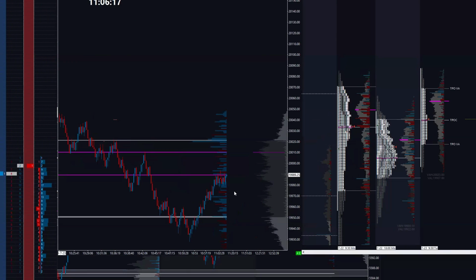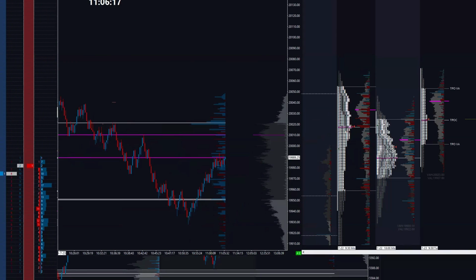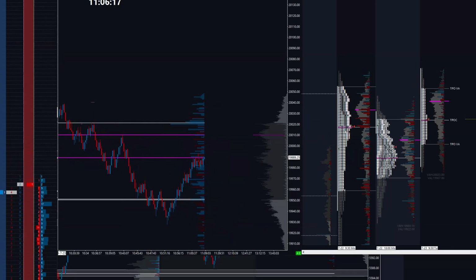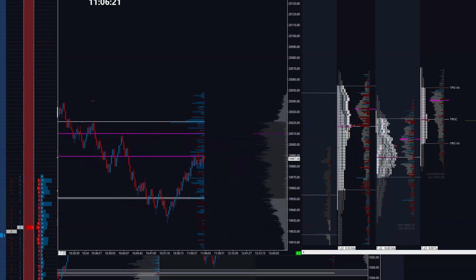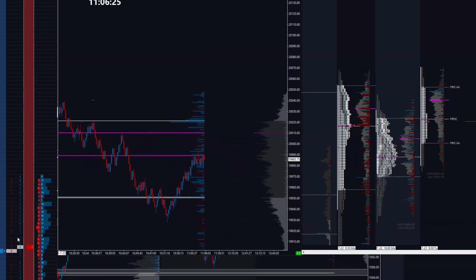So I've got the replay loaded and let's take a look at what happens at these areas based on the DOM itself, noticing how these orders interact, how delta gets created, and where that reversal may or may not happen. I'll pause to explain certain aspects of what transpired here. So we've started a few minutes before the actual aggressive pop and seeing those large orders come through.